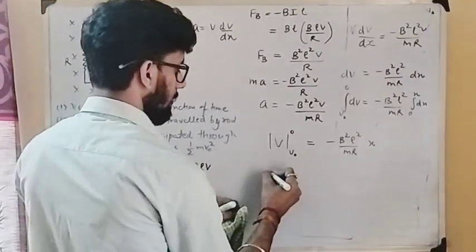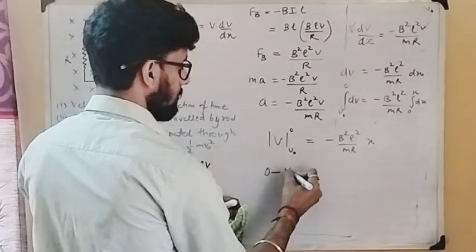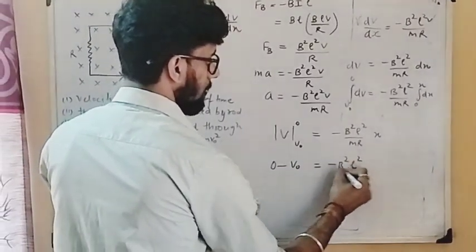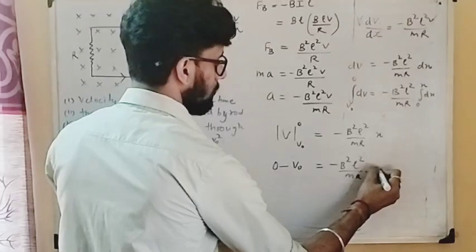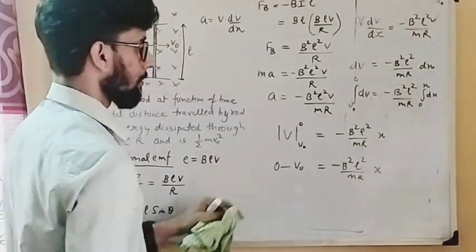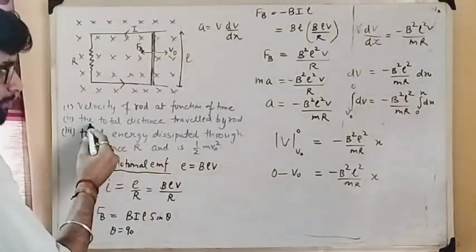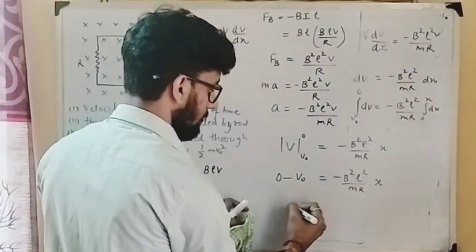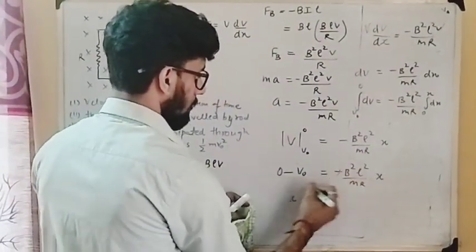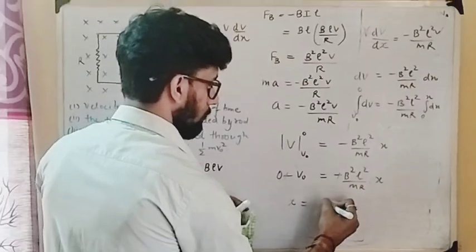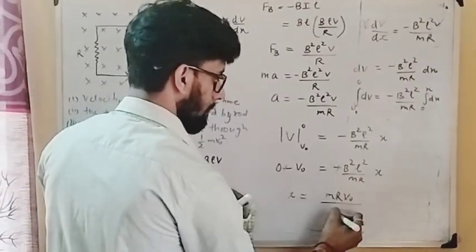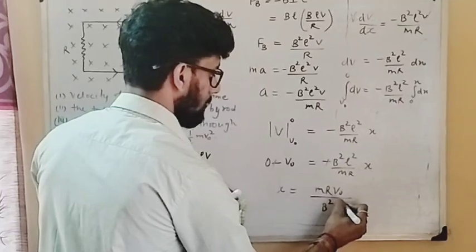So using this we get 0 minus v naught is equal to minus B squared L squared upon mR times x. To find the total distance traveled by the rod before it stops, we have to find x, which will be x is equal to mR v naught upon B squared L squared.